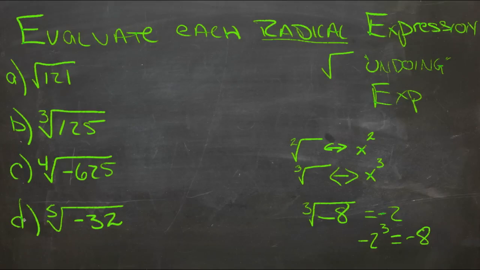So let's take a look at our 4 examples, A, B, C, D here. Our first one is just a standard square root. The square root of 121 is 11, so that's just 11.